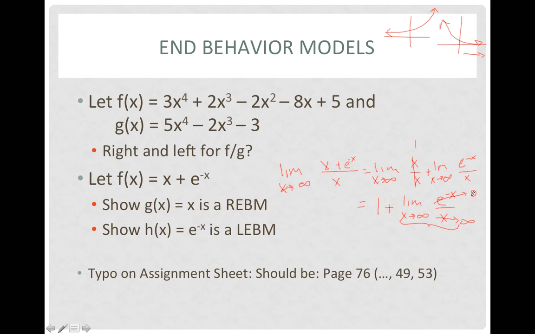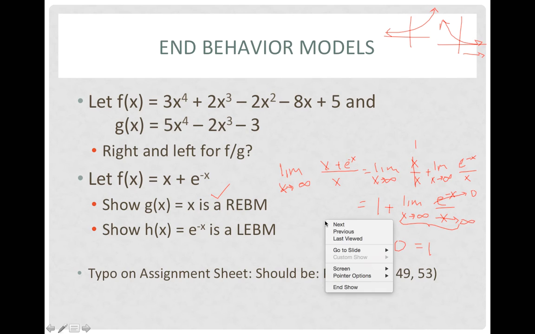But if we do 0 divided by anything, we get 0. And in this case, the limit is 1. And using that definition theorem from the last page, it says if your limit is 1, then it's true, which means, okay, check mark. We've shown that x is a right end behavior model.